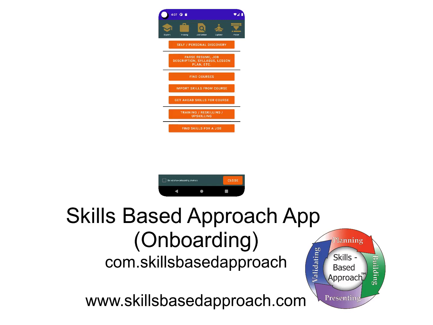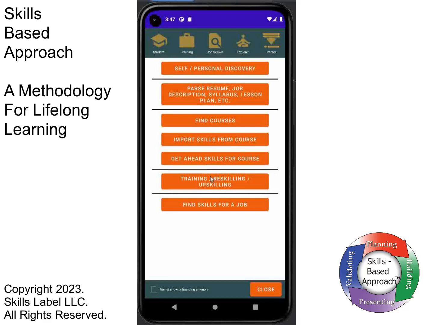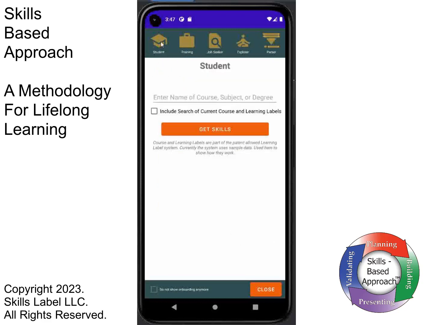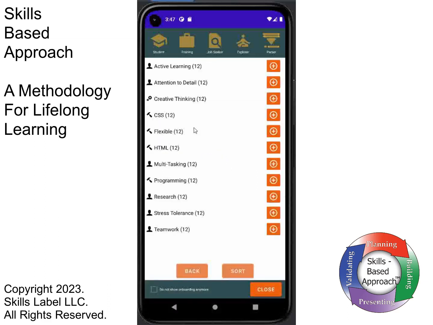Added more depth to the skills-based approach to the onboarding process. If a new user, a learner, or worker starts using the app, how do they get started? Well, they want to start to add skills into their skill set, and this is defined in the book. The top menu could be a student, training, a job seeker, explorer, or parser.